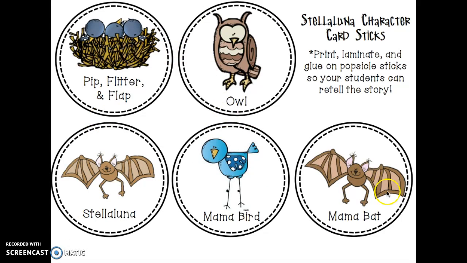Here we have some characters from the story. This is Pip, Flitter, and Flap, the owl, Stellaluna, Mama Bird, Mama Bat. Use these cards to help you retell the story.